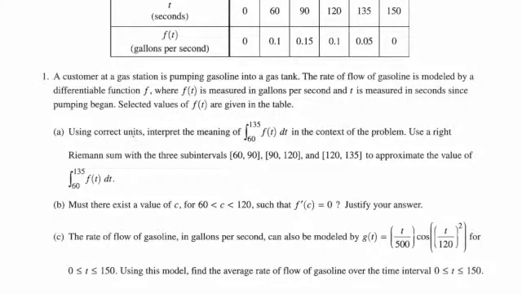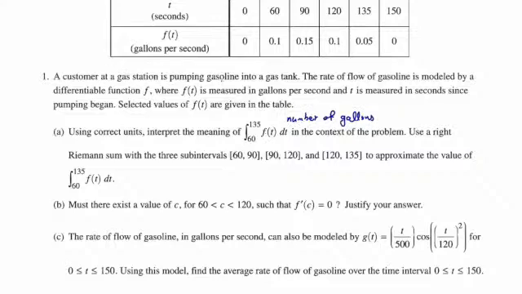Okay. Using correct units, interpret the meaning of the integral of f of t from 60 to 135 in the context of the problem. Use a right Riemann sum with the three subintervals 60 to 90, 90 to 120, and 120 to 135 to approximate the value of the integral of f of t dt from 60 to 135. Because f of t is in gallons per second, when you take the integral, the per second cancels with dt, and you can say it is the number of gallons that you have from 60 to 135.